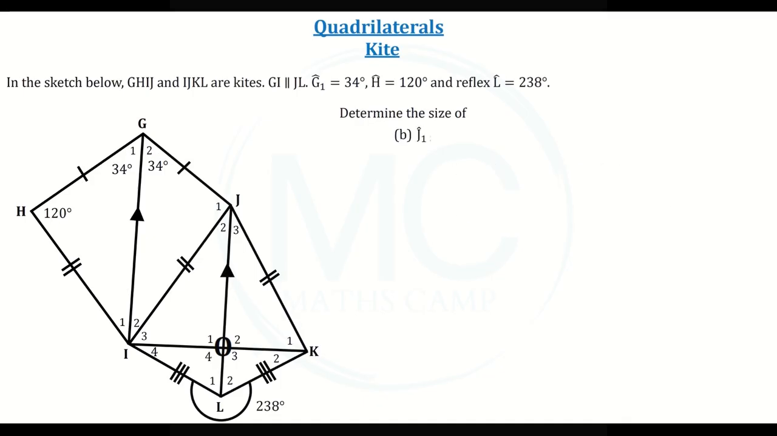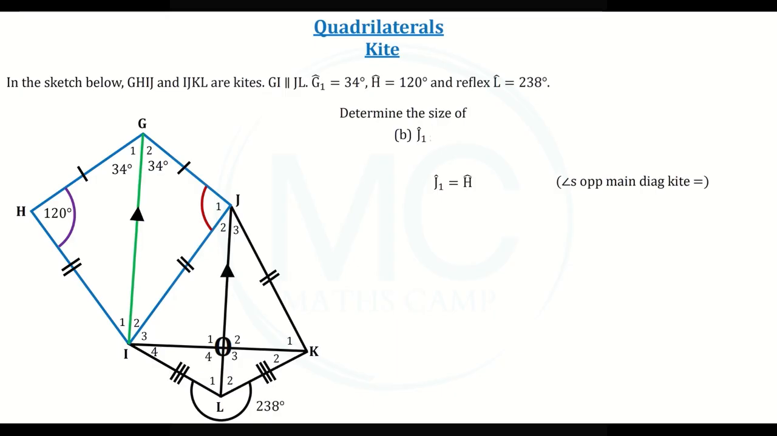Determine the size of angle J1. Let's make angle J1 red. The angle also sits inside kite GHIJ, so let's make it blue again. We know that GI is the main diagonal, so once again, let's make it green. Now we can see that angle J1 and angle H, let's make it purple, both sit opposite the main diagonal. So we know that angle J1 has to be equal to angle H. And as our reason, we say the angles opposite the main diagonal of a kite are equal.